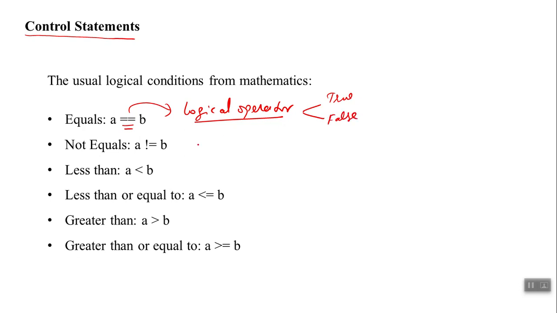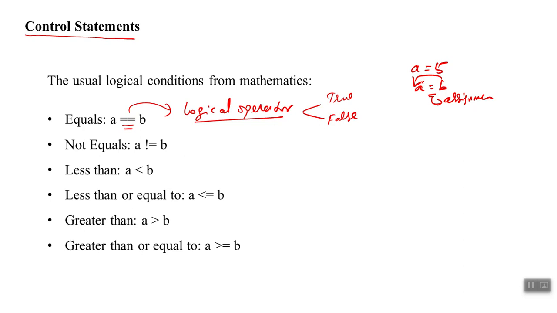True or false. Okay, as I have told you in the last class, when we write a is equal to 5, or a is equal to b, the single equality is called the assignment operator. It means that the value of b will be stored in a.